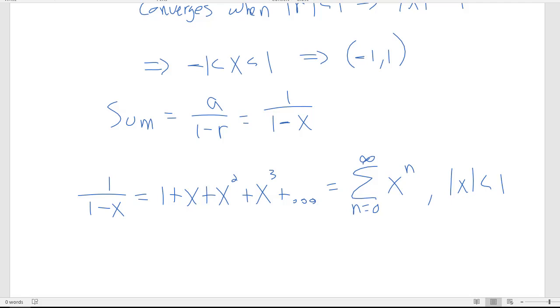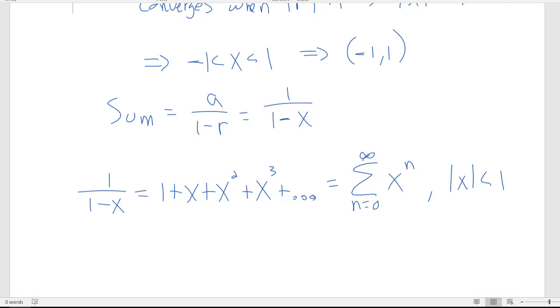So let me re-summarize here. Instead of saying the series 1 plus x plus x squared plus x cubed plus dot dot dot has a sum of 1 over 1 minus x, we're going to rephrase this, and we're going to say this function 1 over 1 minus x has this power series 1 plus x plus x squared plus x cubed. So in the next couple videos, what we want to do is ask ourselves which functions have power series, and whichever ones do have power series, what are those power series representations?